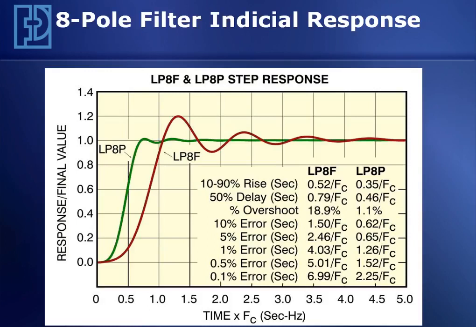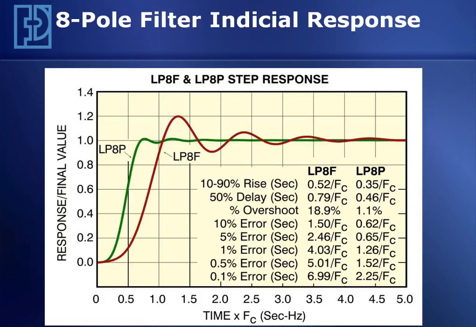The LP8F, on the other hand, has about 19% overshoot, lots of ringing, resulting in longer settling times. And in general, this would be a poor choice for a transient response measurement, a shock measurement, where you're trying to maybe ascertain the peak pressure value in a gun barrel or something like that. You sample at that first overshoot peak and you're making almost a 20% error.